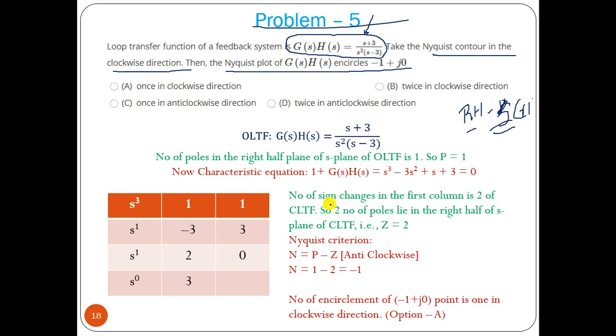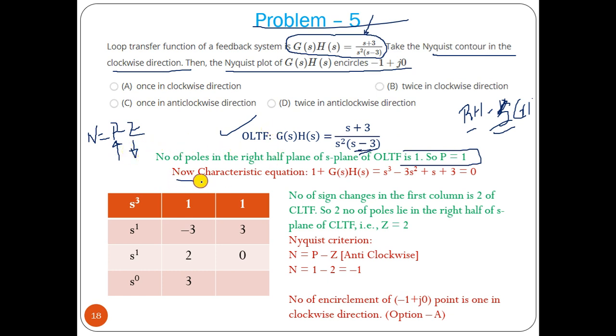We know the open loop transfer function, and here we can see we have one pole on the right half of the S plane, so p equal to 1. Now we know the p value, and the formula we have to use is n, the rotation, that we have to find out. So n equal to p minus z. P is known from the open loop transfer function; we have to find z. Z is the number of poles of the closed loop transfer function.